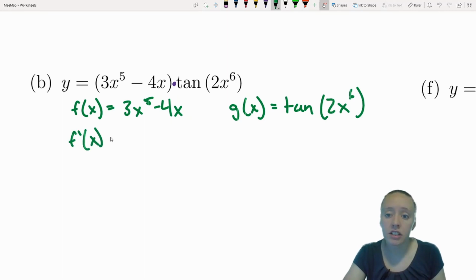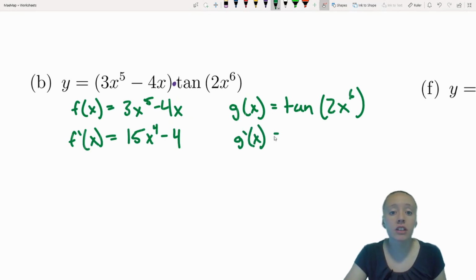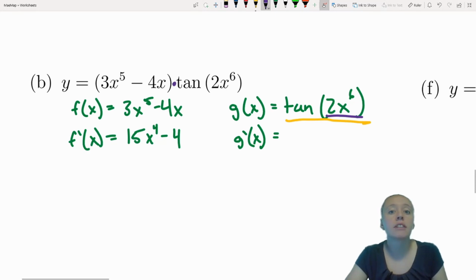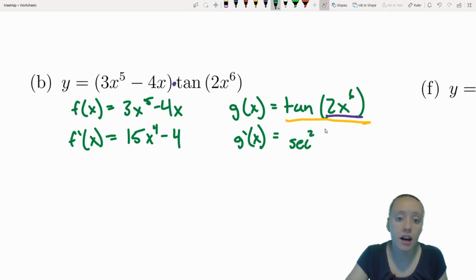F prime of x, taking the derivative of f of x, 3x to the fifth minus 4x becomes 15x to the fourth minus 4, and then g prime of x, how do I take the derivative of the tangent of 2x to the sixth? This is where that chain rule comes into play. My outermost function is the tangent, and my innermost function is that 2x to the sixth. So the derivative of the tangent of x is secant of x squared. But I don't have that x, I have that function. So the secant of my function, that quantity squared. So I'm going to have secant squared of 2x to the sixth, and then what do I multiply by? The derivative of that inside, the derivative of 2x to the sixth, which is 12x to the fifth.